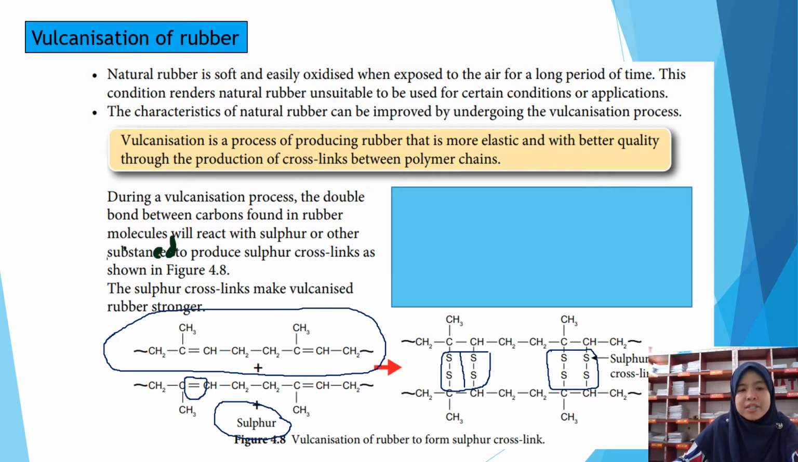Okay, what is the vulcanization process? Vulcanization process is producing rubber that is more elastic and with better quality through the production of cross-links between polymer chains. During the vulcanization process, the double bond between carbon found in rubber molecule will react with sulfur or other substance to produce sulfur cross-link as shown in figure 4.8.